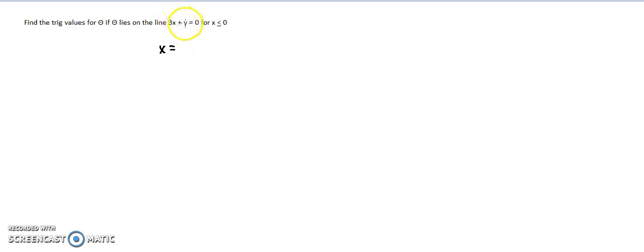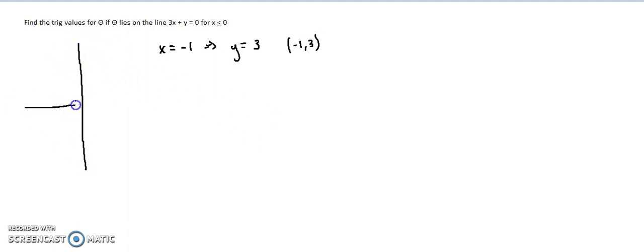Remember, you want to pick an x value that's probably not going to give you fractions because that's going to be a mess. So let's do x is equal to -1. That should work fine. And that's going to give us that y is equal to +3. So when we plug in -1, we get a y value of +3. So that gives us a point that's on that line. So -1 and +3. Okay, so that's our point, and that means that's our terminal side of theta right there.